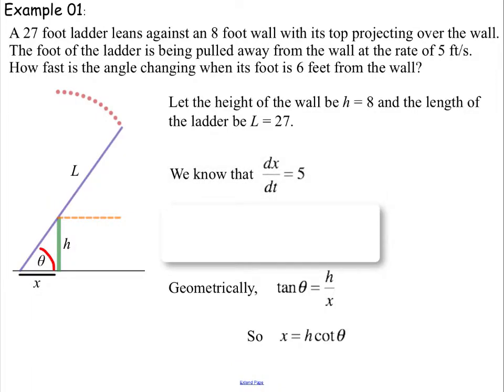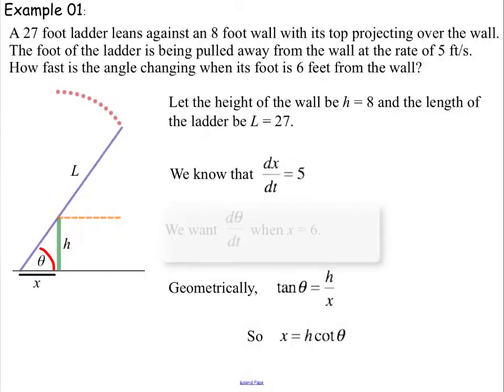We're given how fast the horizontal distance is changing, that is, dx/dt, which is 5. It's positive because the foot is getting further away from the wall, so x must be increasing. The particular moment we're interested in has x equal to 6. We need to connect dθ/dt to dx/dt, so we need to connect theta to x. Luckily, we can do that through the triangle.